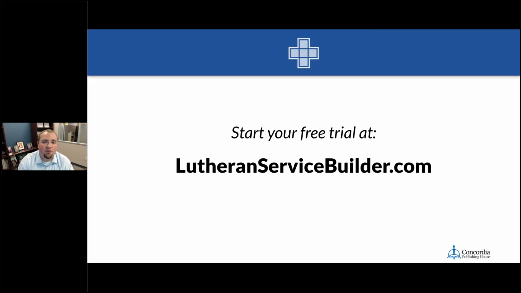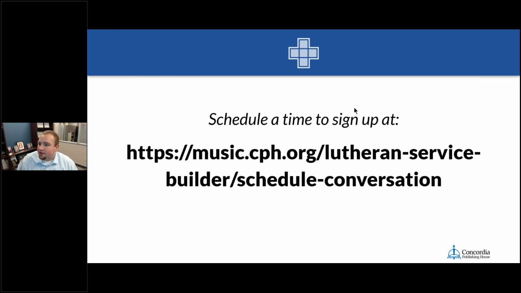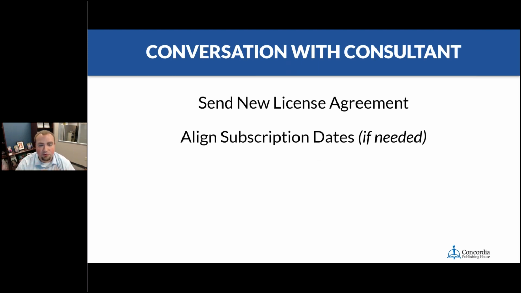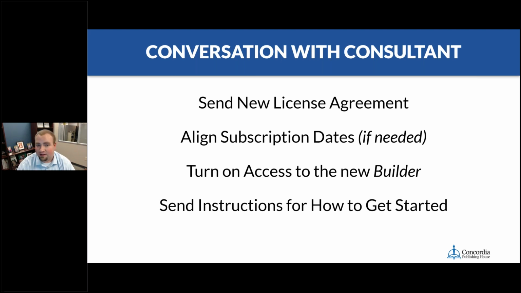All right, now, if you are using Lutheran Service Builder 2 and you're ready to move to the online version, you can set up a time to talk with our software consultant and they'll get you moved over. I'll put this link in the chat as well for all of you to click on, but you can type it in from here. What this will do is that you'll schedule a quick 10-minute call with a software consultant, and they'll send you a new license agreement. They'll update your subscription dates if you need them aligned. So let's say you have a builder license and a hymn license and they start and end on different days. We'll align those to make it easier for everybody involved. We'll turn on your access to the new builder and they'll send you instructions on how to get started.